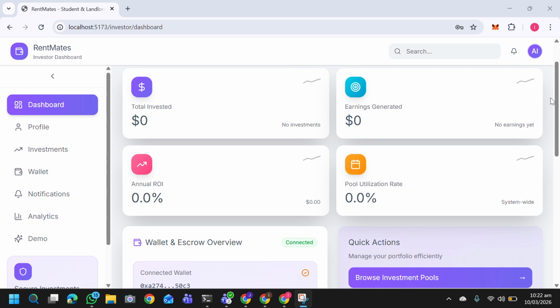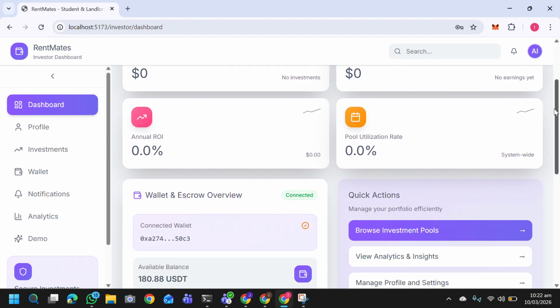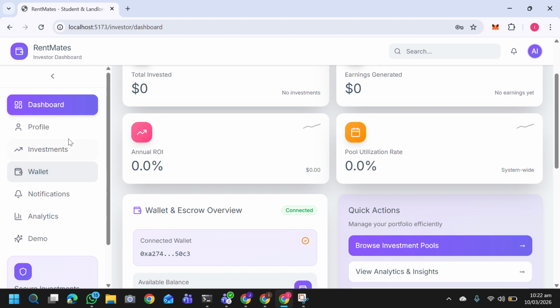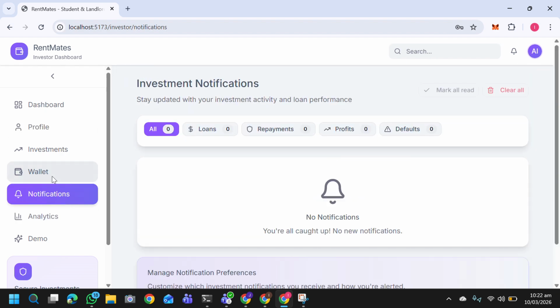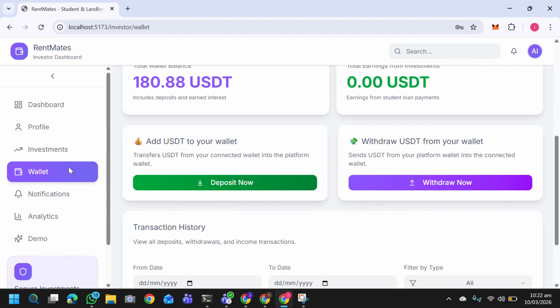We were left with the loan workflow. So we have the investor dashboard and the metrics along with the wallet being shown. What exactly happens is that he can update his profile as well, and his analytics and notifications appear here. In this wallet, he initially needs to deposit some money so he can invest.